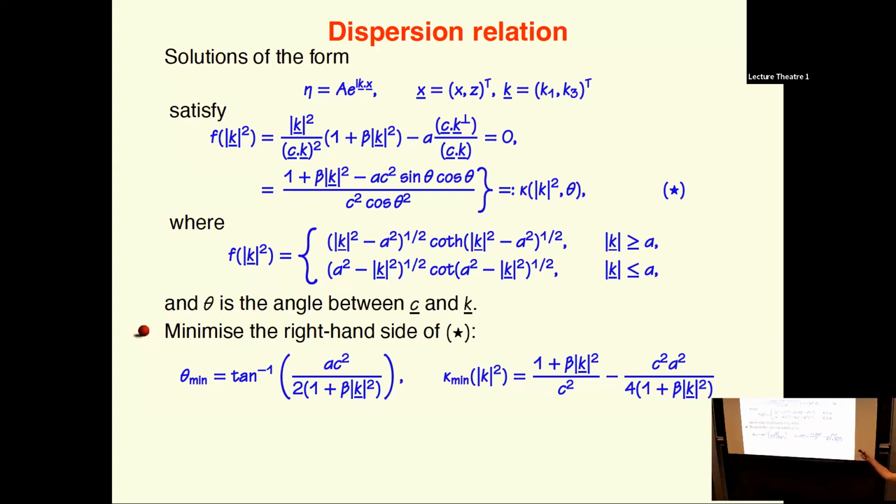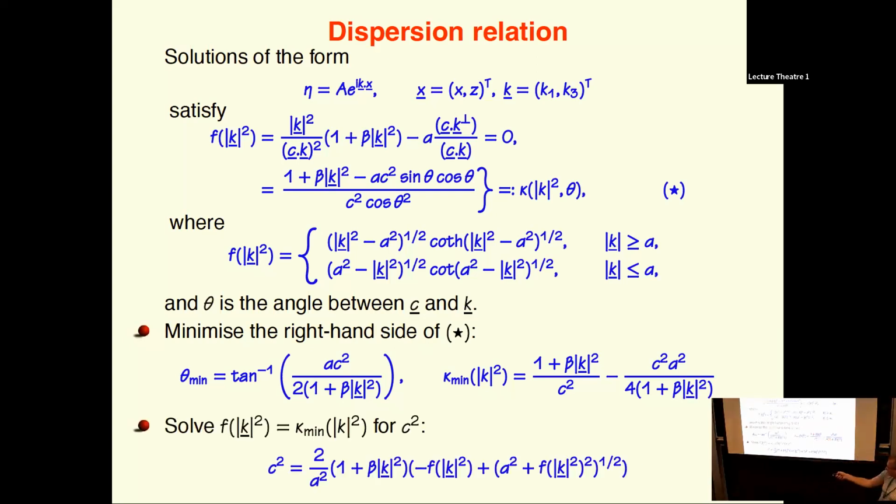To minimize the right-hand side, this is just a simple equation. There's a certain angle, let's call it theta min, which minimizes the right-hand side. And then when you plug that value in, you get a minimum value of the right-hand side. And so always fixing on this angle between K and C, which minimizes the right-hand side, you eventually end up with a dispersion relation for C in terms of the magnitude of K. And the reason you do this is because now you're on comfortable territory, right? You now have C as a function of K.